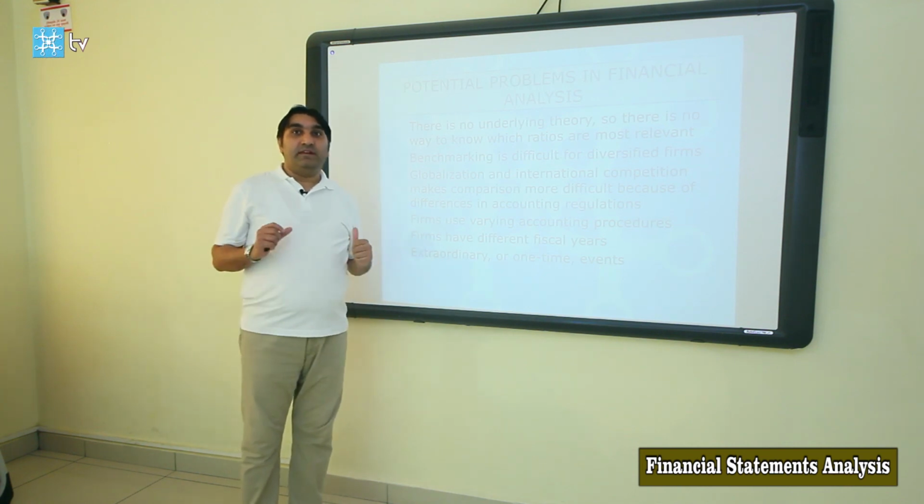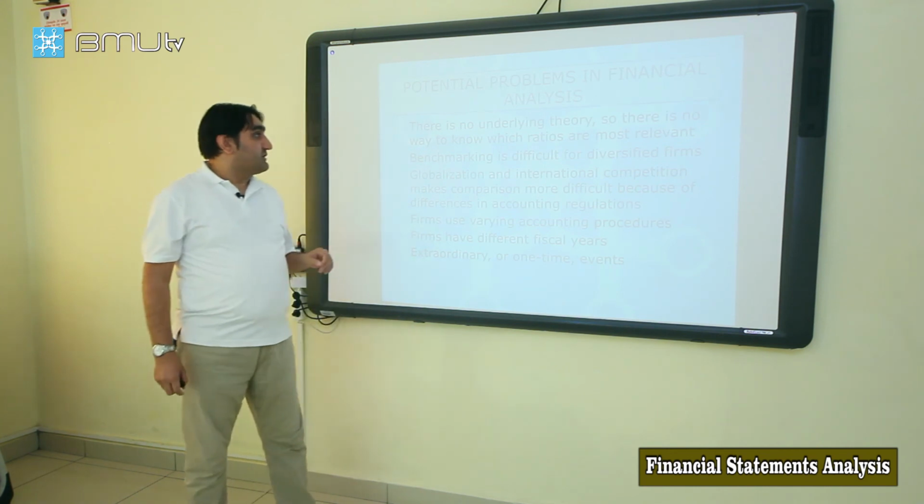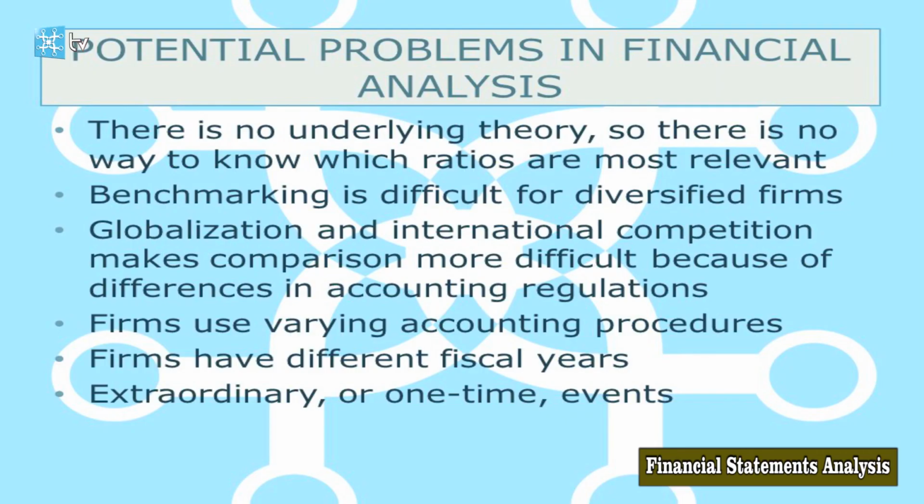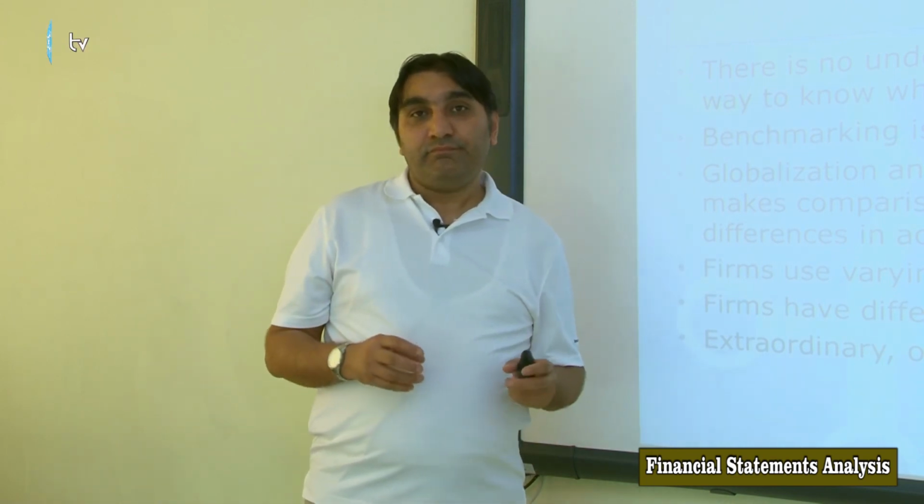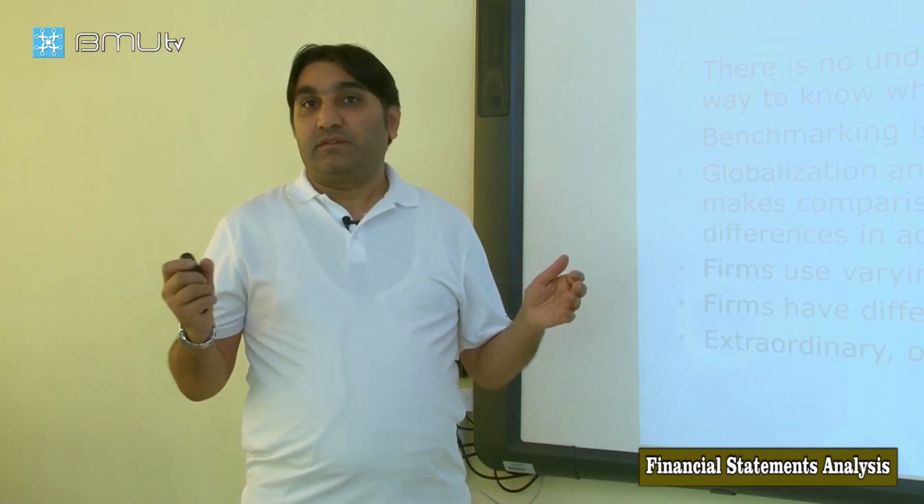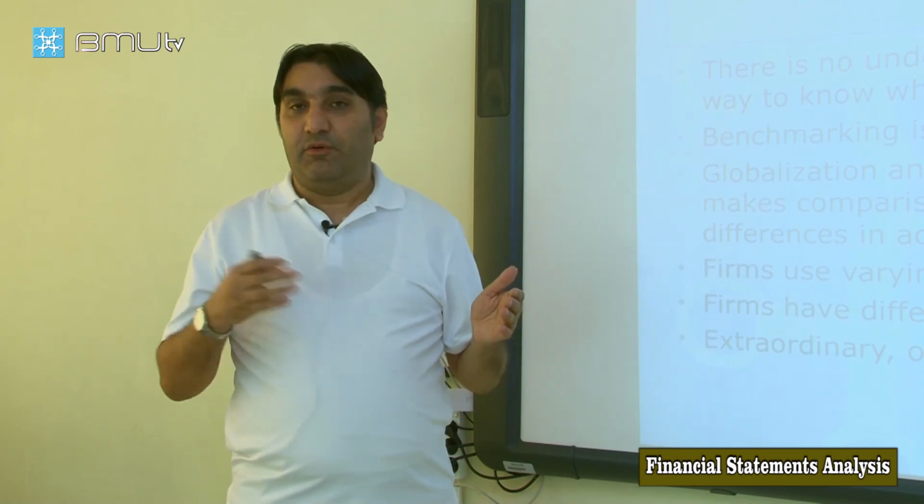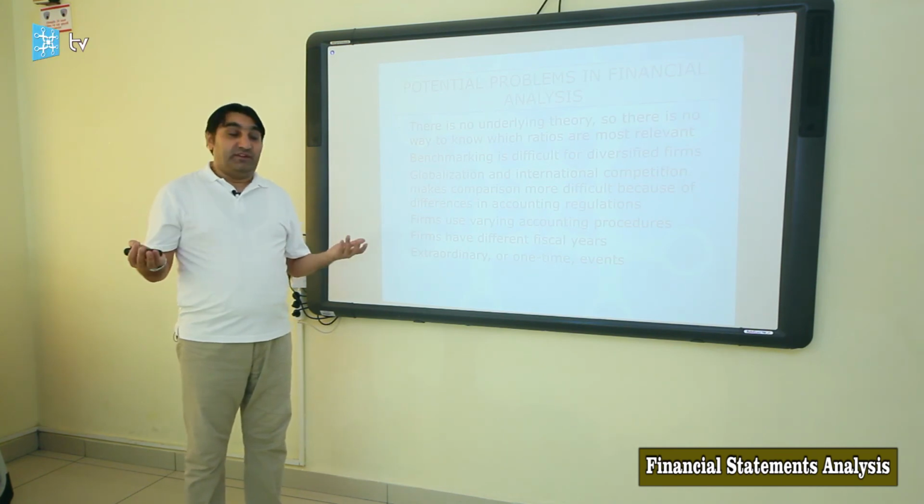So, as I said, ratios can be used and is widely used in financial analysis, but it has some problems. First one is there is no underlying theory, so there is no way to know which ratios are most relevant. It is up to a finance manager or an analyst to decide what ratio to use. And benchmarking is difficult for diversified firms. So actually, these benchmarks is sometimes arbitrary. So we have industry average, we compare it with industry numbers, so that there is not certain number.